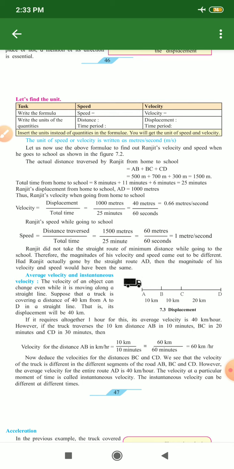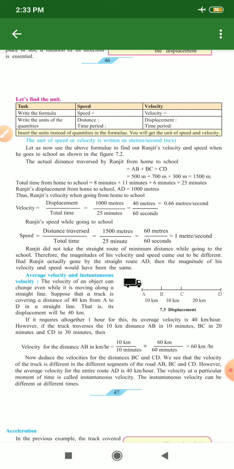Ranjit did not take the straight route of minimum distance while going to the school. Therefore, the magnitudes of his velocity and speed came out to be different. Had Ranjit actually gone by the straight route AD, then the magnitude of his velocity and speed would have been the same. So I hope you have understood this concept.